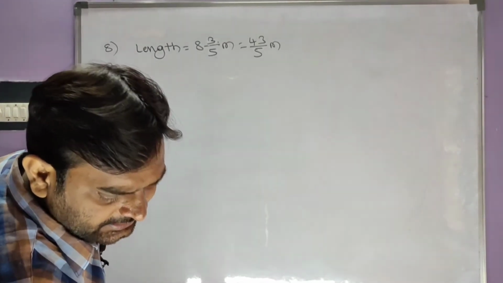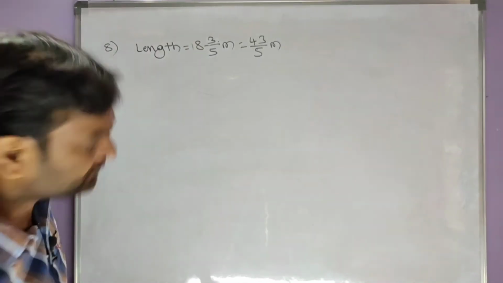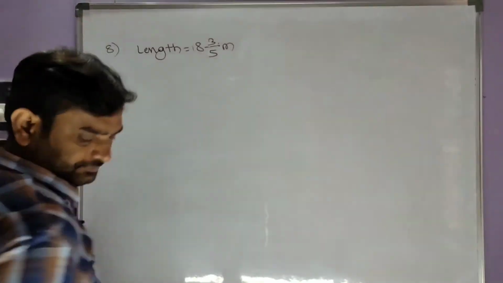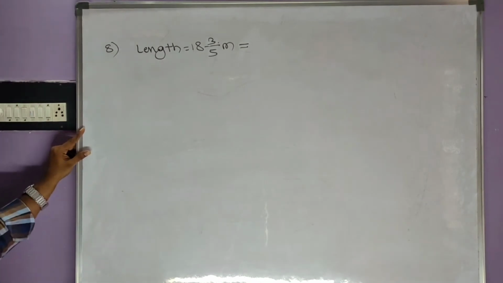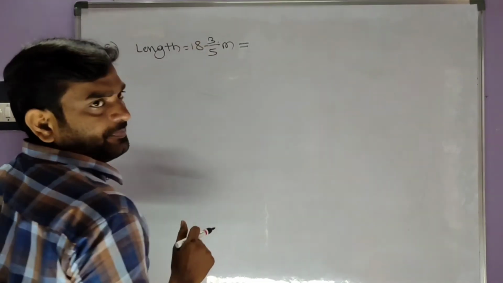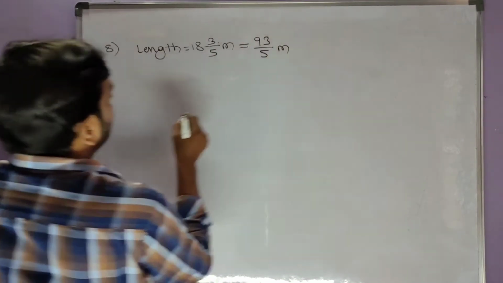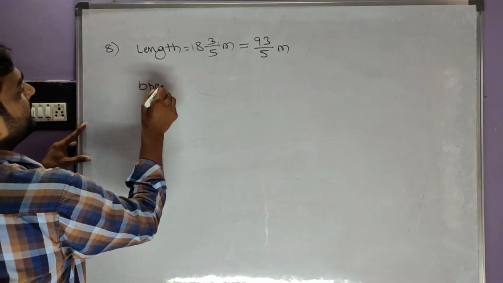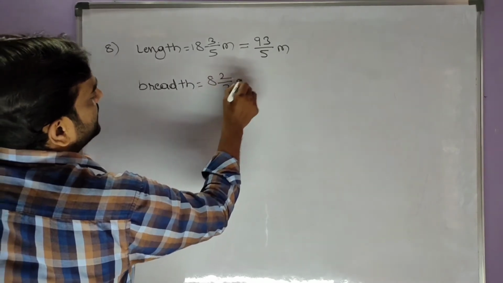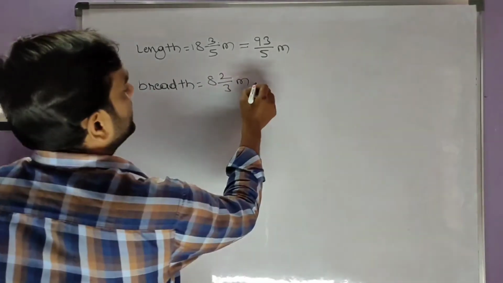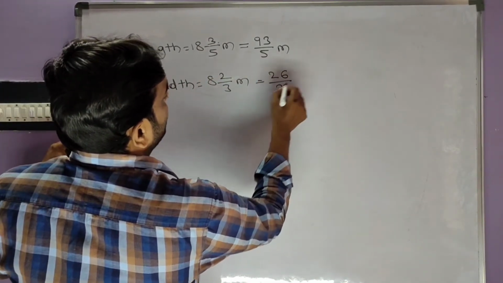No. Length is given 18 3 by 5 long. 18 3 by 5. Okay. Now change this. 18 fives are 90 plus 3, 93 by 5 meter. And breadth 8 2 by 3 meter. Breadth is 8 2 by 3 meter. 3 eights are 24 plus 2, 24 plus 2, 26 by 3 meter.